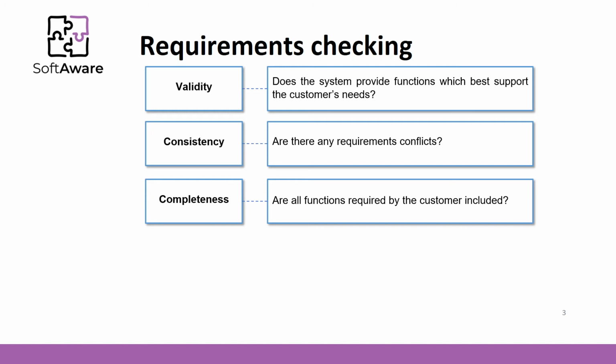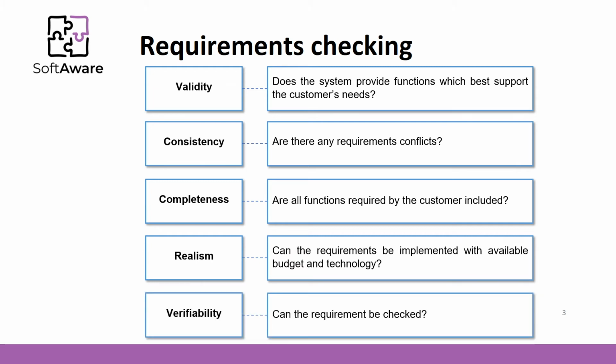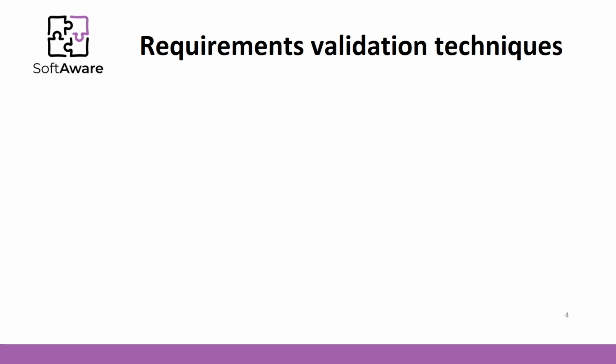Another one is realism. You need to be realistic and cannot create requirements that are impossible to implement. In this part, you should consider various aspects like budget, technology, and others. And the last one is verifiability. Don't forget that you need to be sure that you have defined how all system requirements will be checked during the testing.